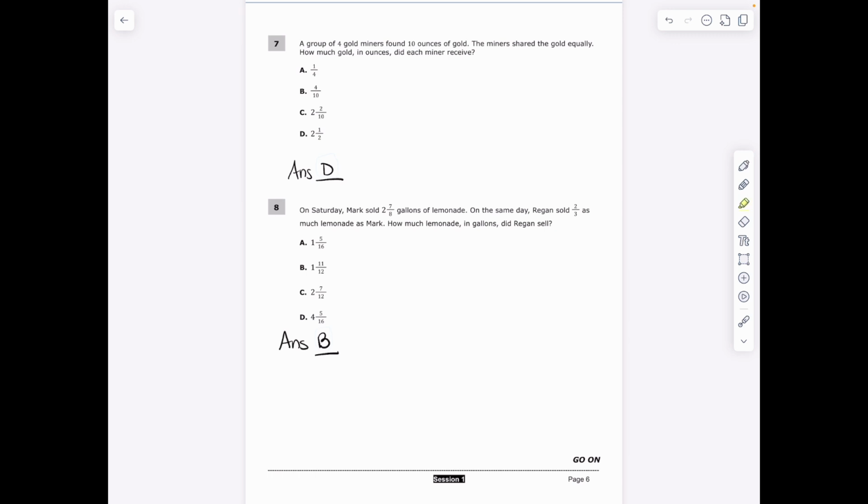For number 7, we have a group of 4 gold miners found 10 ounces of gold and they share it equally. How much gold did each miner receive? So I know I'm sharing the 10. So here's my 10 that's being shared. So I know this is division, 10 divided by 4. Or I can think of it as 10 over 4. Either way, doesn't really matter. I can express it. But I need to actually solve this now, right? I need to do the division.